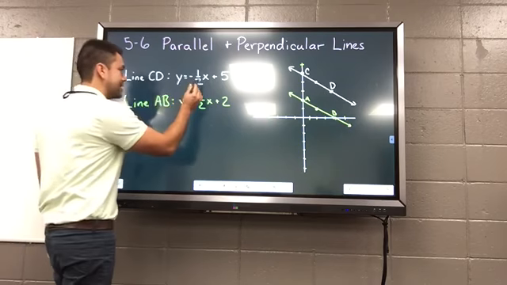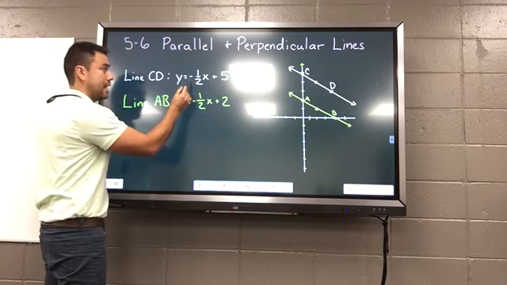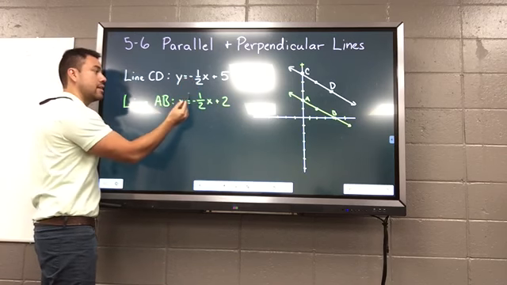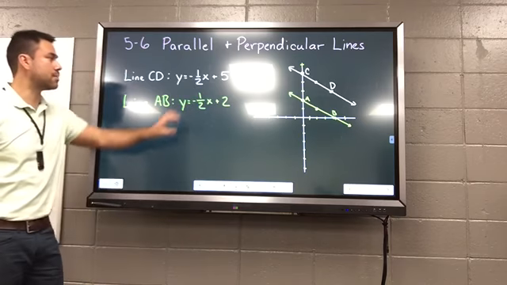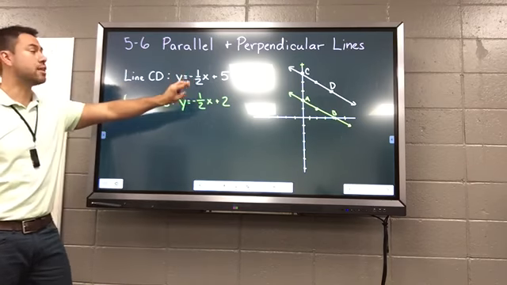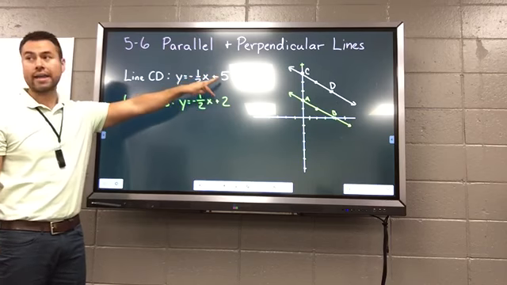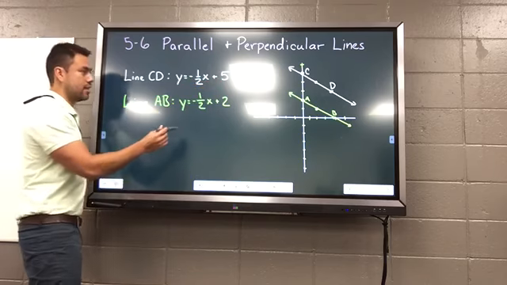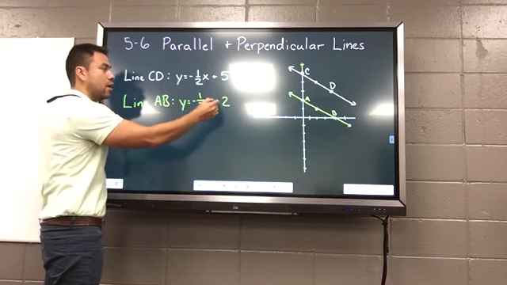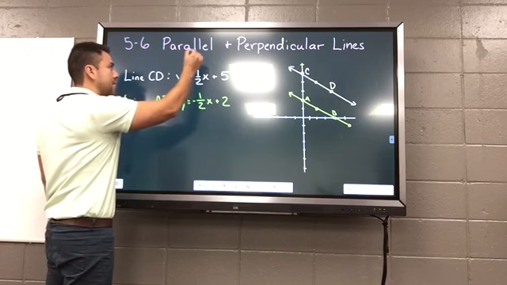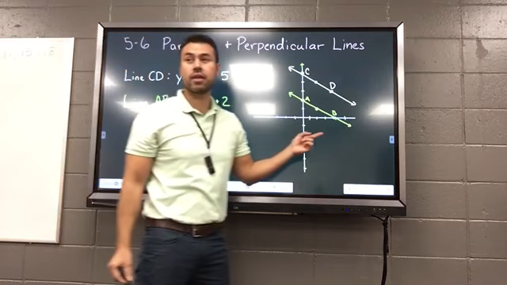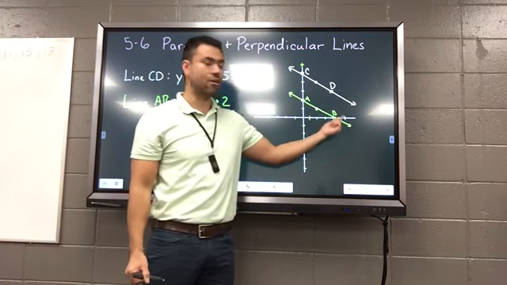What's the slope of line CD? Negative 1/2. What's the slope of line AB? Negative 1/2. Now, you notice they both have the same slope, but do they have the same y-intercept? No. If two lines have the same slope but different y-intercepts, they are automatically parallel. So do you have to graph it to know that? No, but does the graph help me out with that?